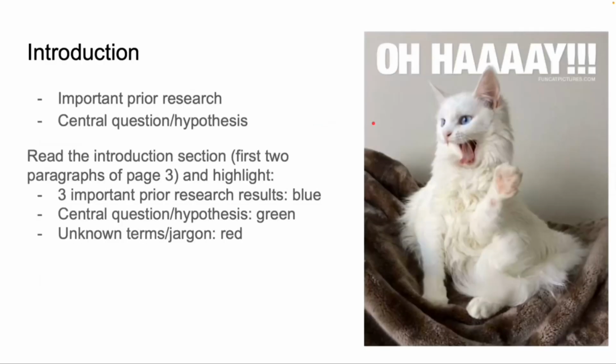Okay, we're going to move on to reading the actual introduction. So I want you to find 3 important prior research results. You're going to highlight those in blue, and then the central question and hypothesis, and highlight that in green, and then unknown terms or jargon in red.